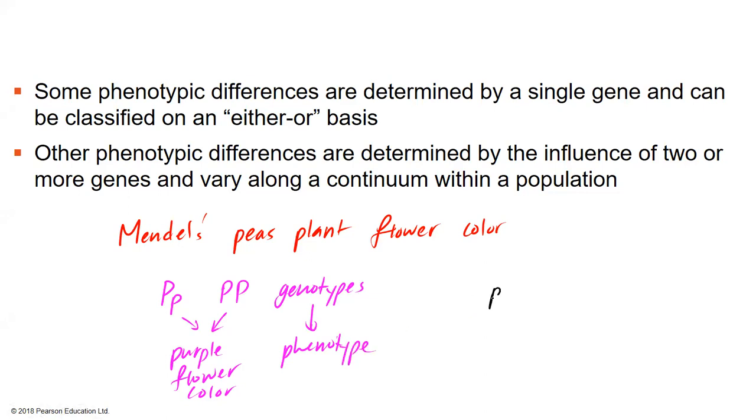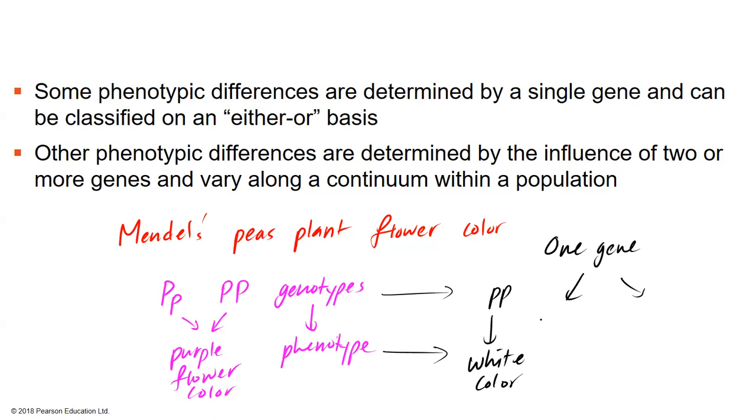And we know that small p gives a white color for the flower. Okay. So now we have one gene with two alleles, allele P capital or allele P small. So this is one gene, one phenotype. So some traits or phenotypes are controlled by one gene.